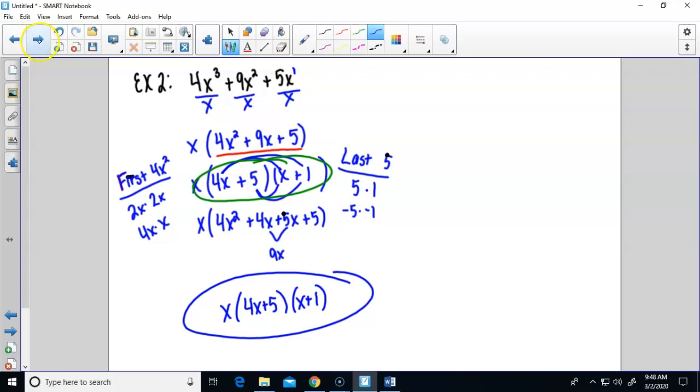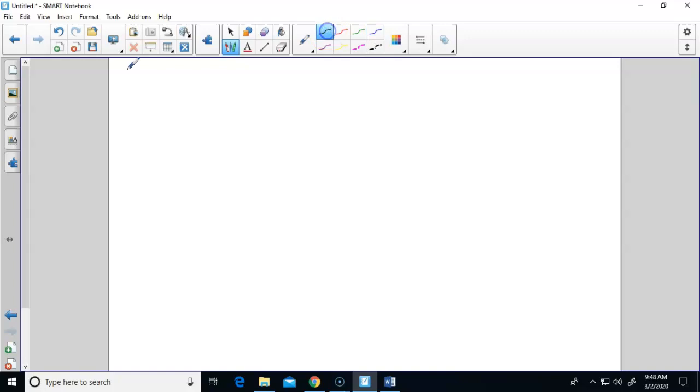All right, let's do another one. We need lots of practice with these. All right, let's see. All right, let's do 3x squared minus 11x plus 8.